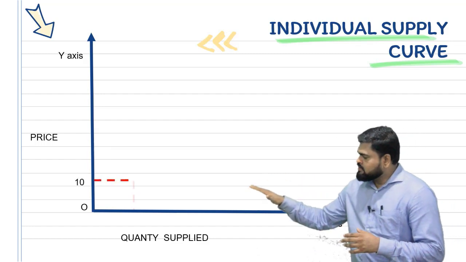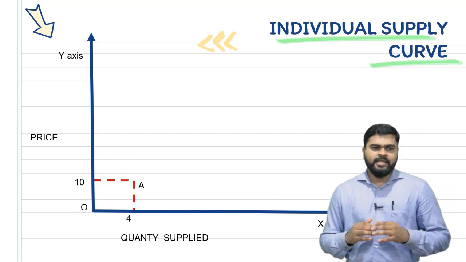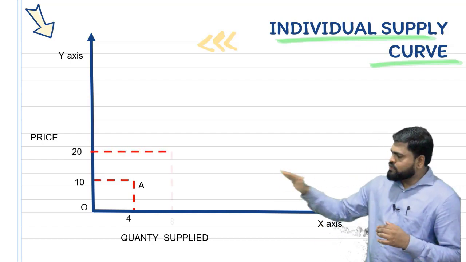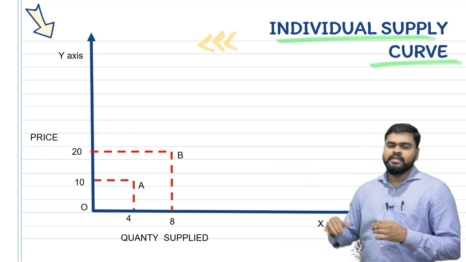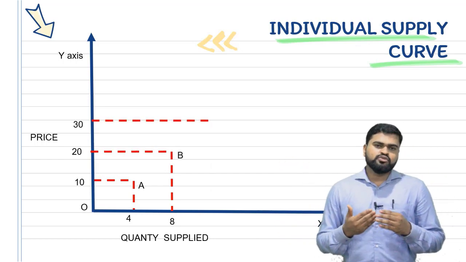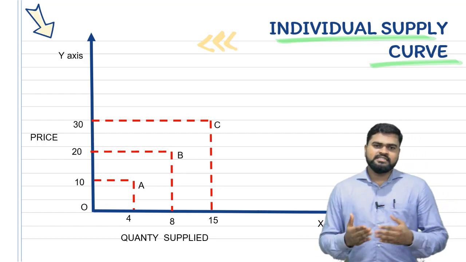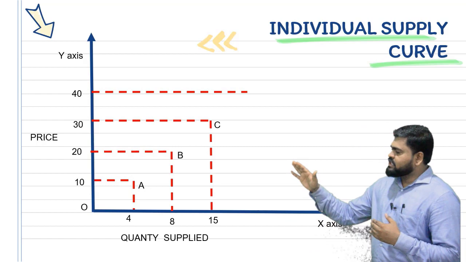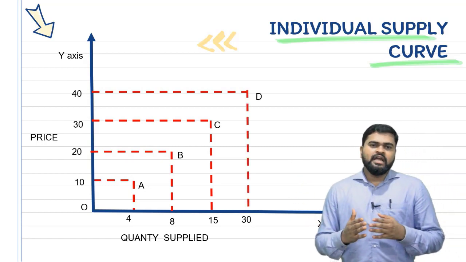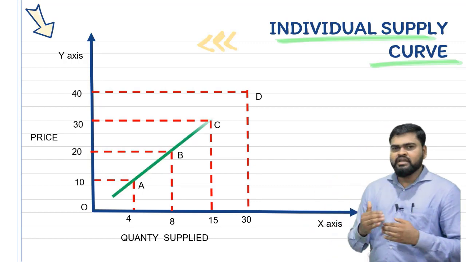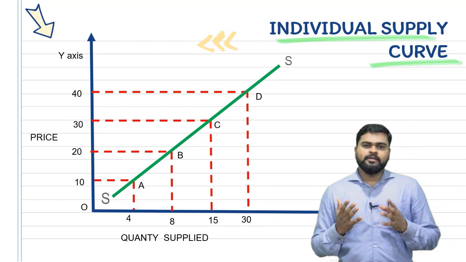When price is 10, quantity supply is 4 at point A. When price increases to 20, quantity supply also increases to 8 at point B. Further, when price increases to 30, quantity supply also increases to 15 at point C. When price increases to 40, quantity supply also increases to 30 at point D. And when we join all these points A, B, C, D, we get a curve which slopes upward from left to right, denoted by SS.